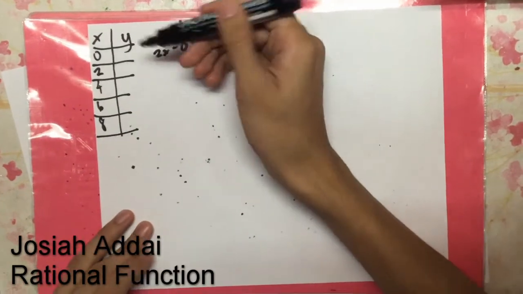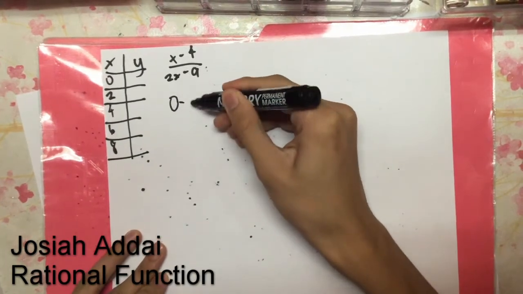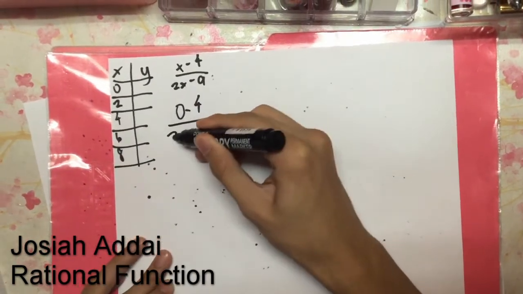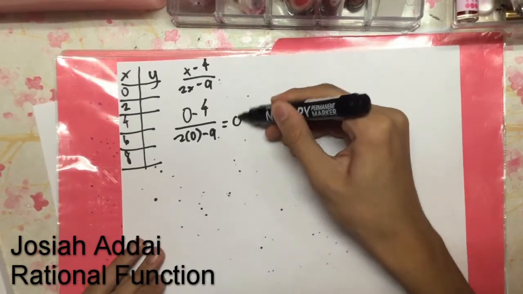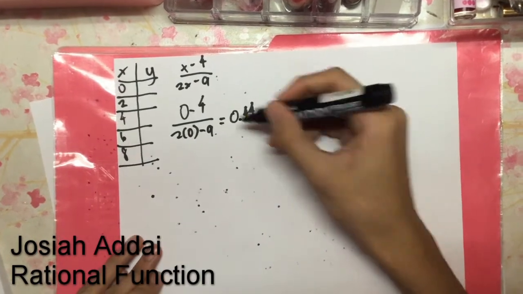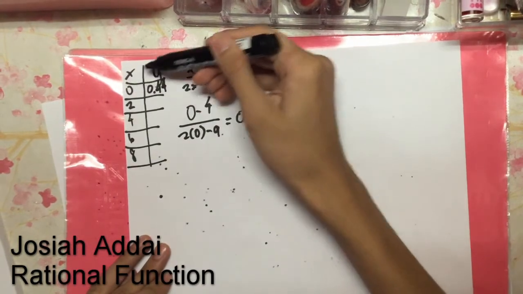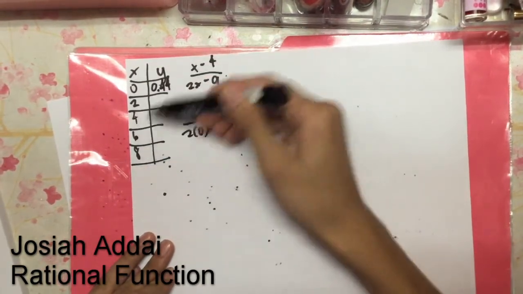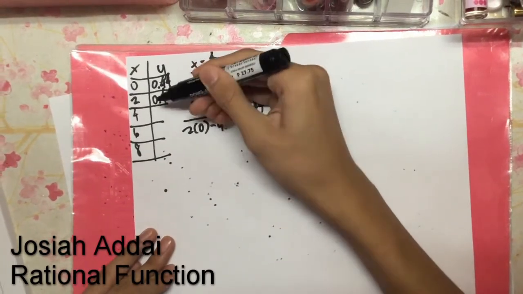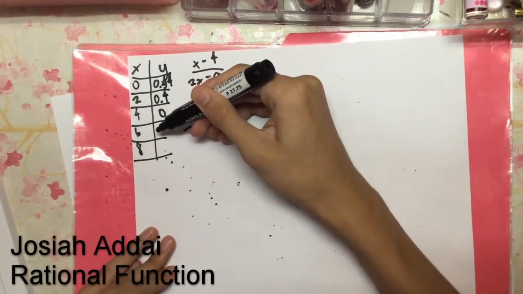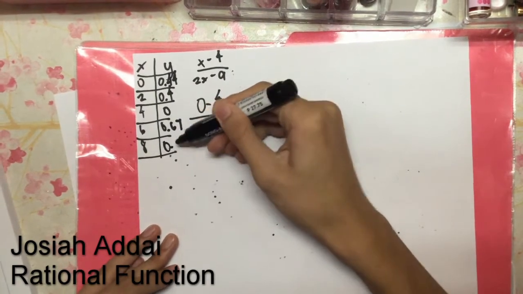In the t-chart, we're just gonna substitute the x to the given. So 0 minus 4 over 2, 0 minus 9 is equal to 0.44. We're gonna do that to all the x here, and we're gonna substitute all the x in the given. So into 0.4, and in 4 it'll be just 0, and 6 is 0.67, and 8 is 0.57.